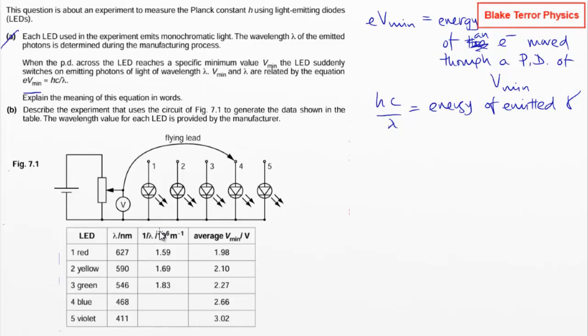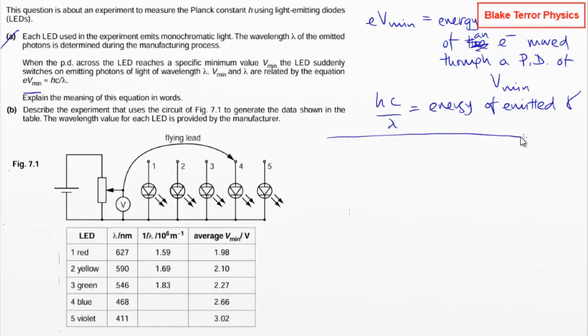Right, part B. Describe the experiment that uses the circuit of figure 7.1 to generate the data shown in the table. The wavelength value for each LED is provided by the manufacturer. So they've given us 5 LEDs with 5 known wavelengths. So how are we actually going to conduct this? We've got our power supply and this variable resistor, so we're changing the voltage, and we've got this flying lead so we can connect it to each LED one at a time, 1, 2, 3, 4, 5, and change the voltage using the variable resistor.